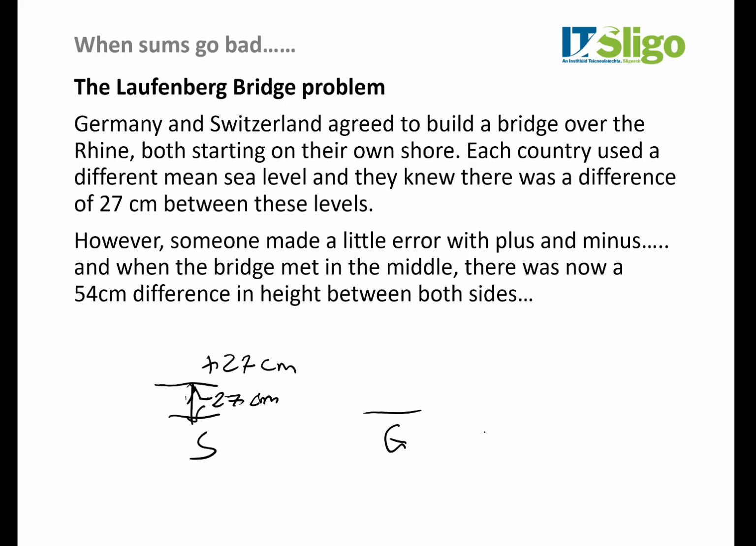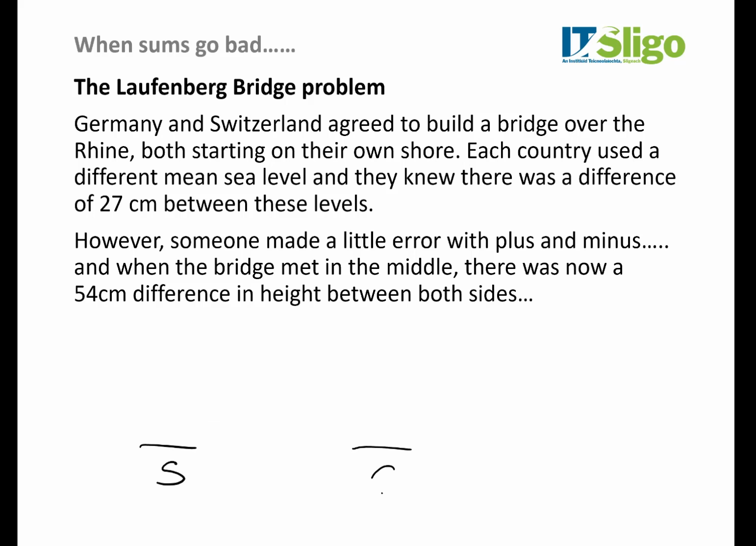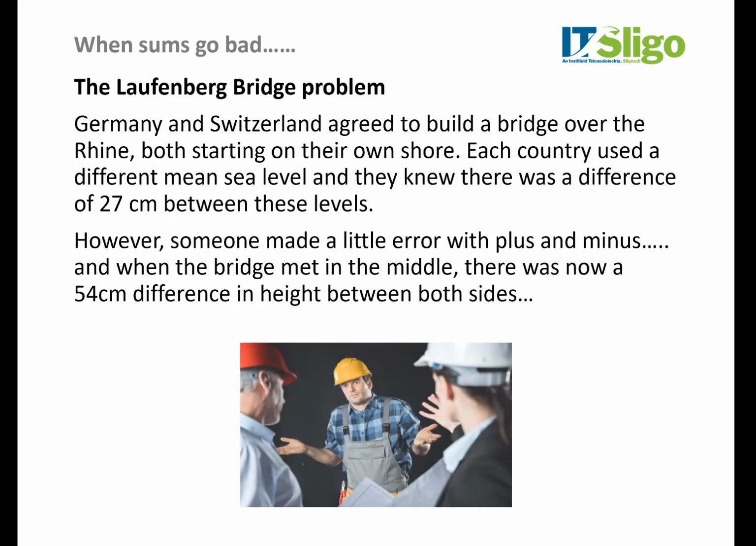So when the bridge was actually built, this is a very rough drawing. Here's Switzerland. Here's Germany. When the bridge was built, it actually looked like that. There was nearly a 2-foot gap in height between the two of them. Germany made most of the reparations, so you get the feeling the error might have been on their side. So simple error, guys, but cost of millions.